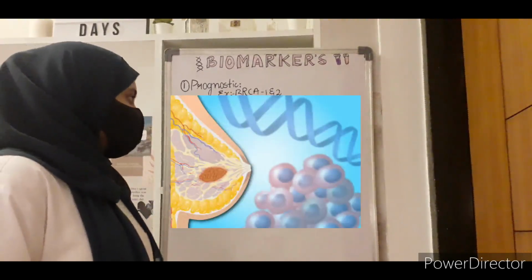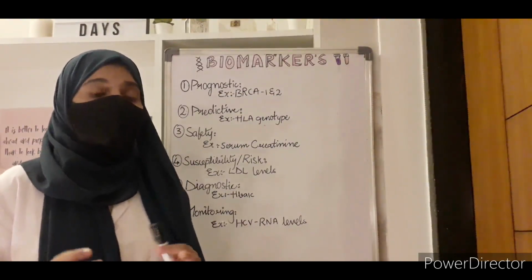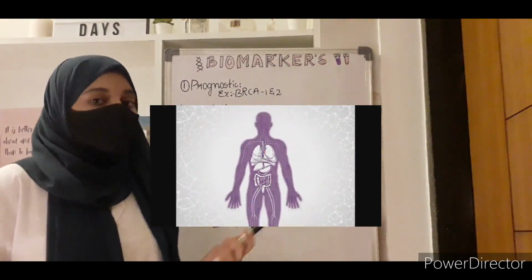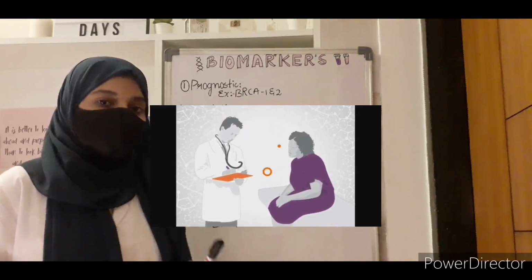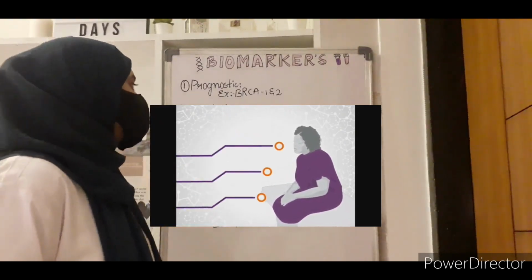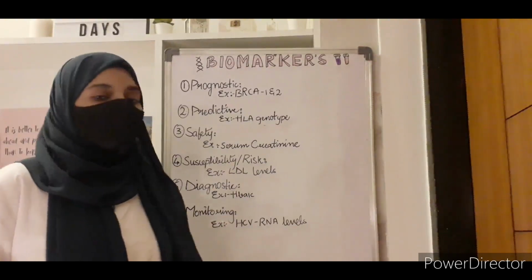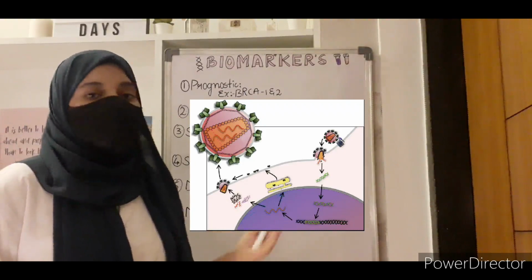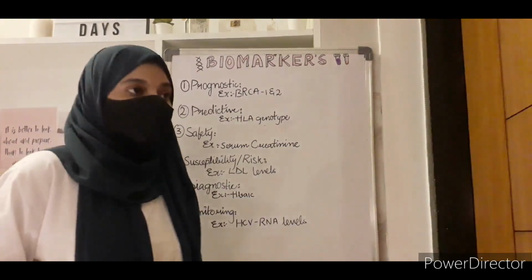Next, we have predictive biomarker. Like its name suggests, predictive biomarker predicts the degree of benefit a patient can have from a certain treatment. Predictive biomarkers are also helpful to evaluate the treatment option which is best for a patient. And the example of predictive biomarker is HLA genotype. HLA genotype is a biomarker for HIV patients, and it is used to assess before going ahead with abacavir treatment. Abacavir treatment is for HIV.